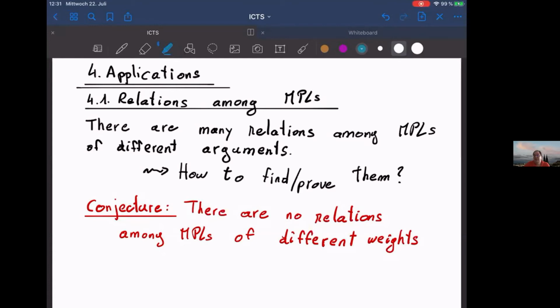I insist this is a conjecture. Mathematically, this is a conjecture. No one doubts this conjecture to be true, not even mathematicians, but it's not been proven that there cannot be a relation that allows you to write the dilogarithm as a sum of logarithms.